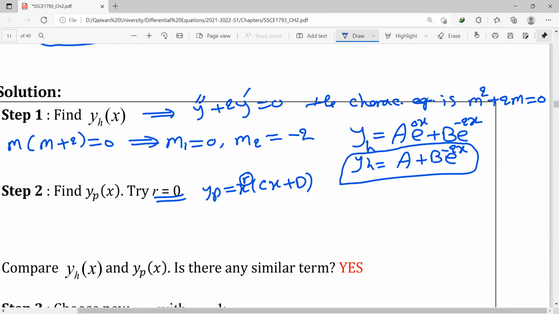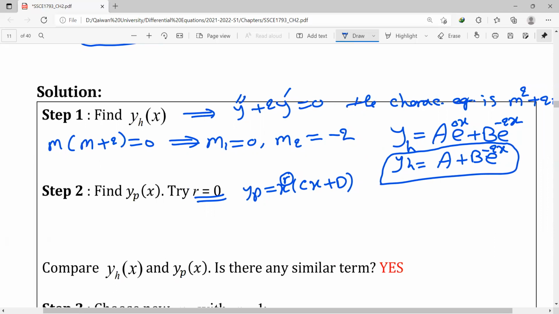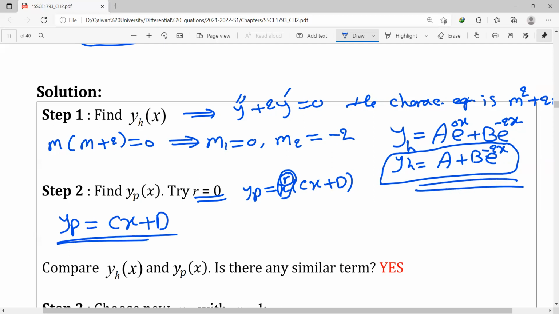We always find the homogeneous solution. Then, when we let the particular solution for r to be 0, we have to know this theorem. You say yp equals cx plus d. Do we have a similar term between these two? Yes. We have a constant in each, a and d. Those two terms are constants. They are similar. So we cannot take this one.